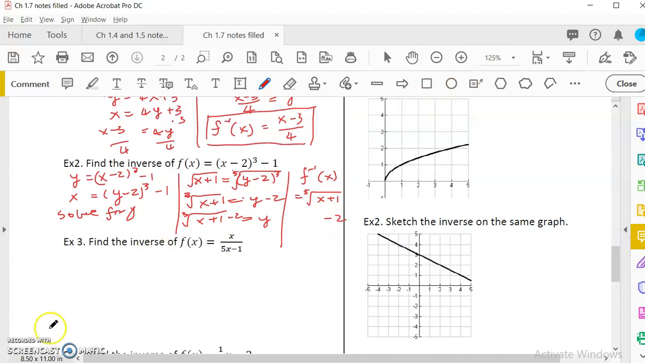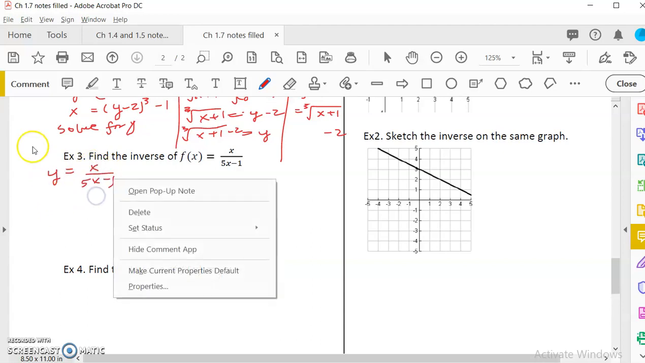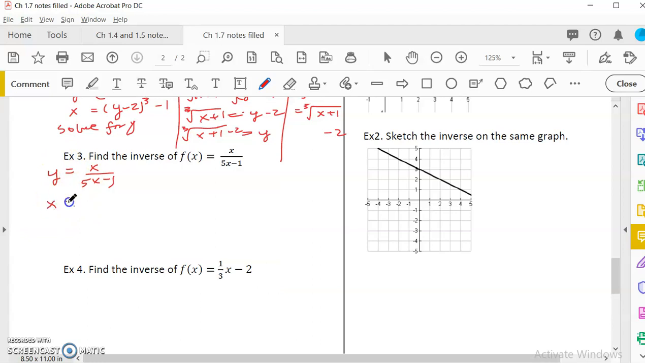Next example is if the original function is a rational function, meaning it has some things in the numerator and some x in the denominator. So I use this four-step method. First of all, change f of x to y. And I switch x and y. You can solve for x first and then switch later, but I'm used to doing it this way. So x equals y over 5y minus 1. Now I'm going to solve for y.